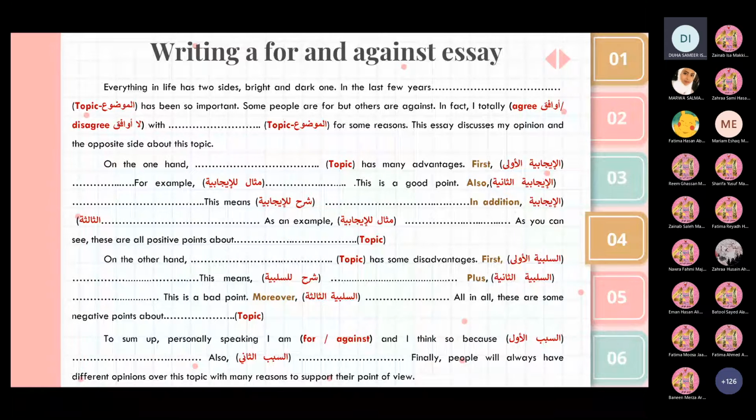Okay. After you're done with the advantages and the disadvantages, you're going to move on to the last paragraph, which is the conclusion. Here, in the conclusion, you gather all your information and give me the summary of the topic. You're going to write, to sum up, personally speaking, I am for or against. Here, pay attention with me: in the introduction we said agree or disagree, and at the end we said for or against.